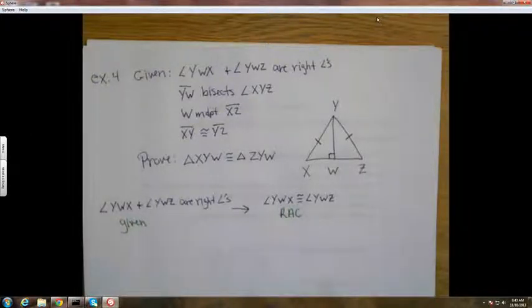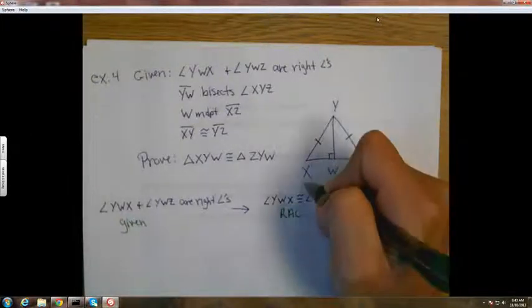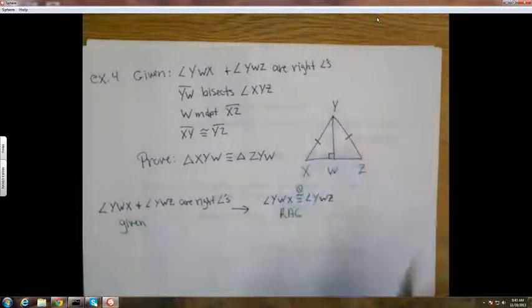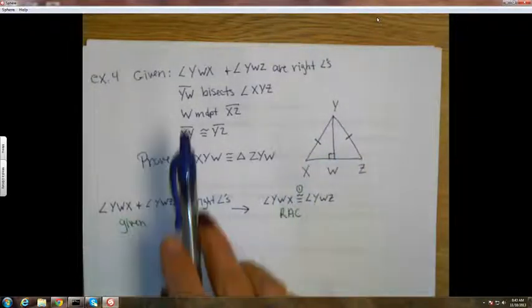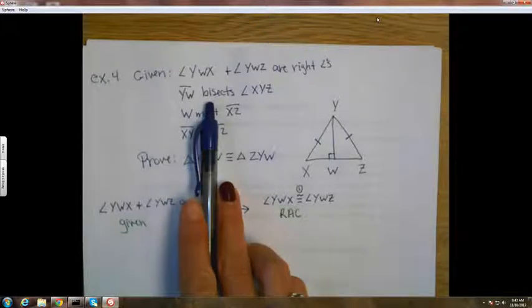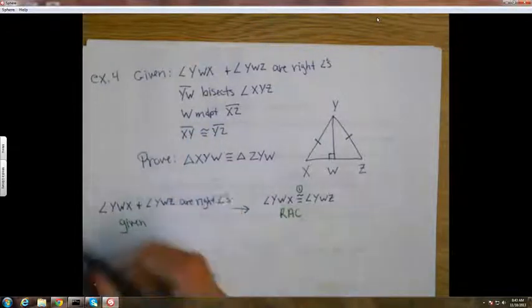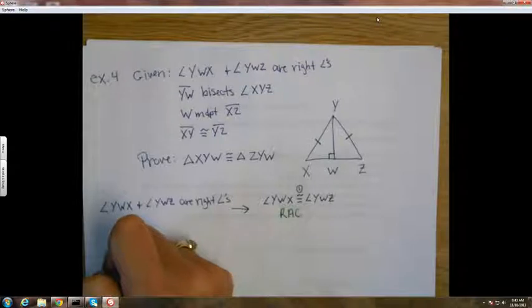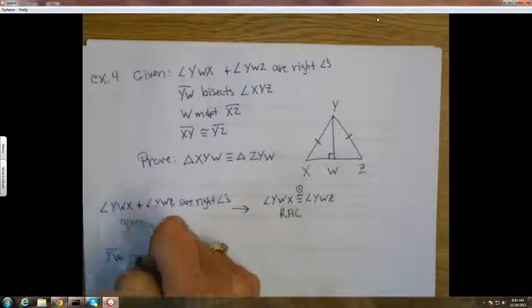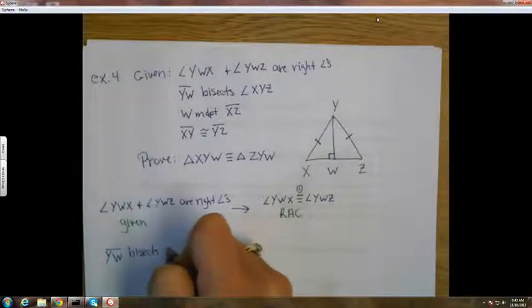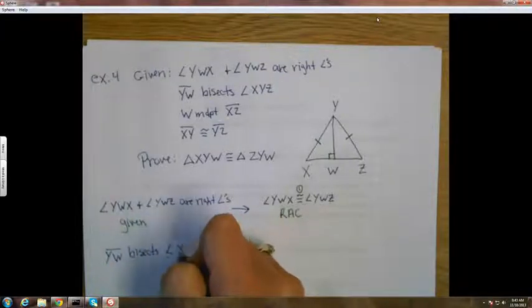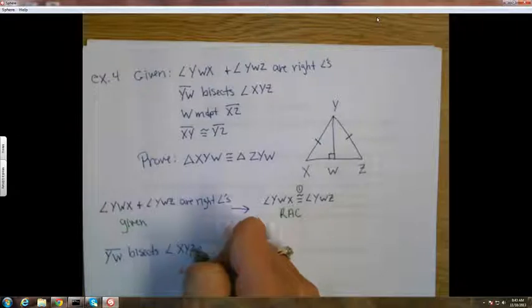Okay, so now I've got these angles congruent. Let me go back to the next piece of the given. YW segment YW bisects angle XYZ. That's given.